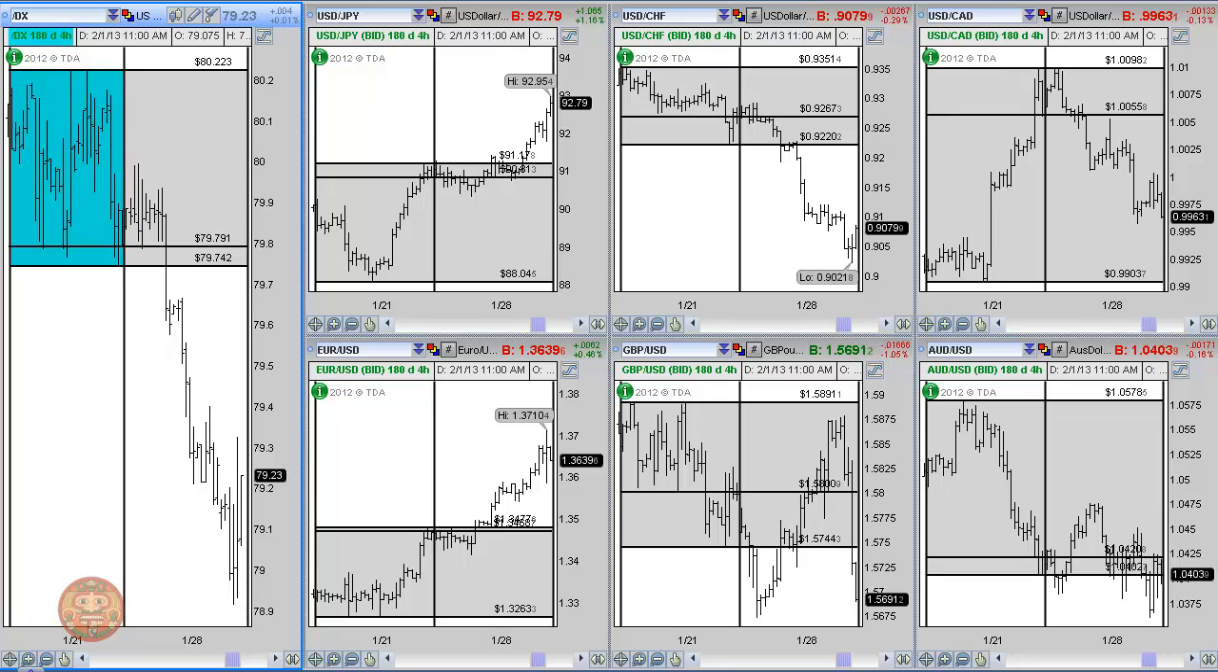In addition, we also have the yen, the Swiss franc, and the Canadian across the top, and the euro, the pound, and the Australian dollar across the bottom. Now, these are all on 4-hour charts. And the implication here, or the idea, is that if the dollar goes one direction, we should expect the other currencies to correspond in one direction.